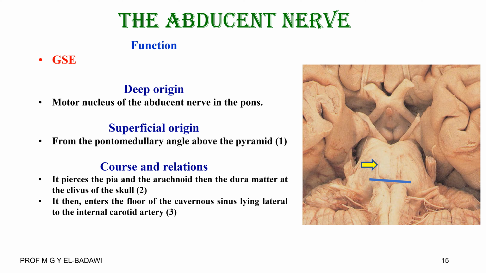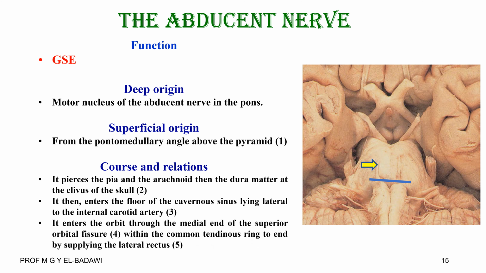So it then enters the cavernous sinus, lying lateral to the internal carotid artery within the cavity. It enters the orbit through the medial end of the superior orbital fissure within the common tendinous ring to end by supplying the lateral rectus.